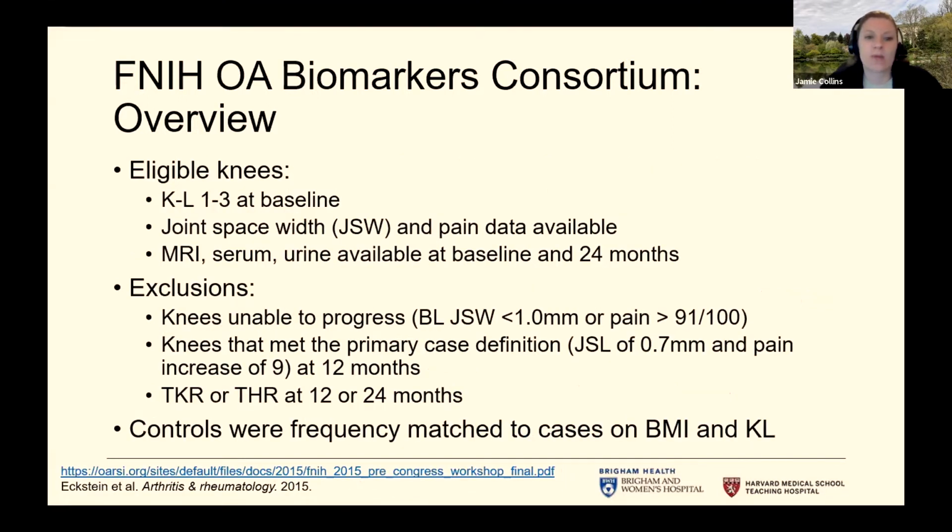For the FNIH OA Biomarkers Consortium, again, these knees were selected from the larger OAI study. Eligible knees were KL 1 to 3 at baseline. They had joint space width and pain data available. They had MRI, serum, and urine available at baseline and 24 months. Exclusions included knees that were unable to progress, so knees with less than 1 millimeter of joint space width at baseline or with pain greater than 91 out of 100. Knees that met the primary case definition at 12 months or subjects that underwent knee replacement or hip replacement at 12 or 24 months were excluded. And controls were frequency matched to cases on BMI and KL grade.